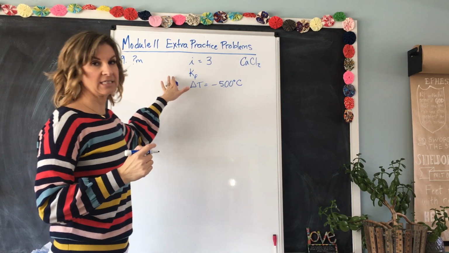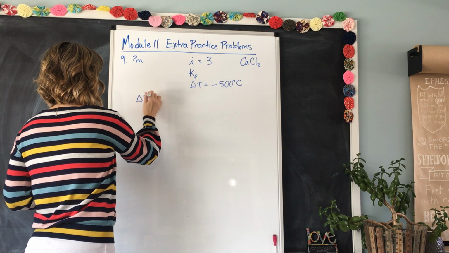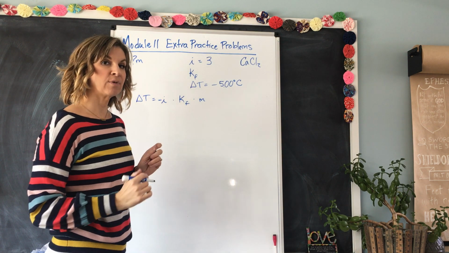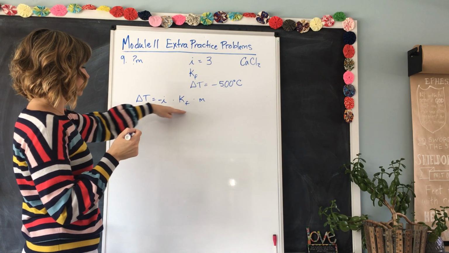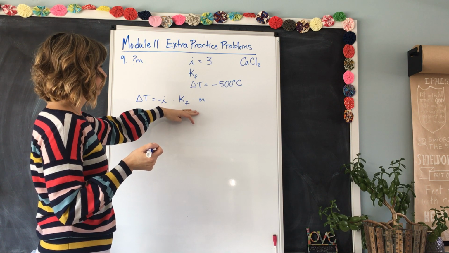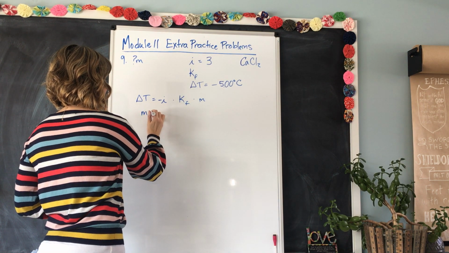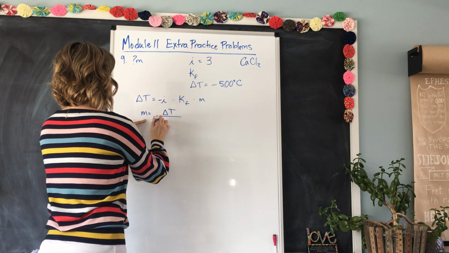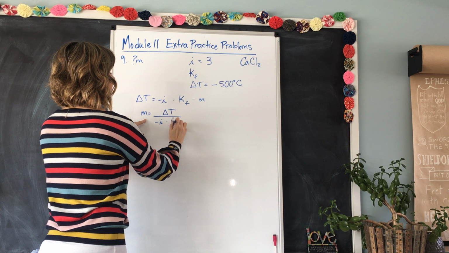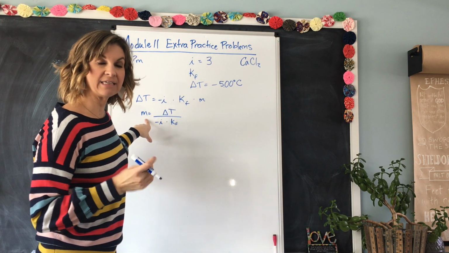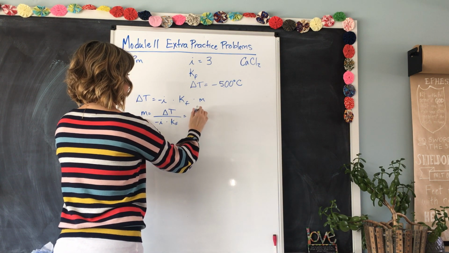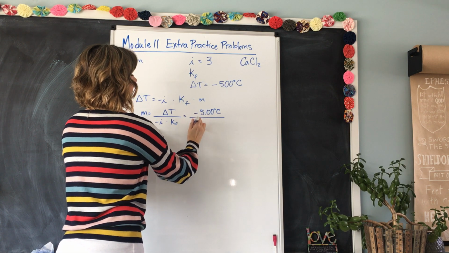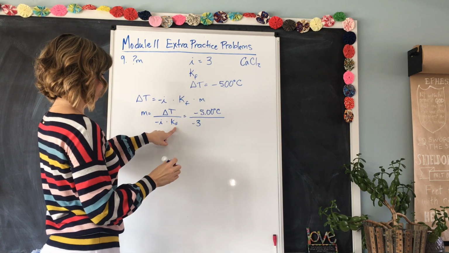All right, so looking at all this, we can see that the equation we're going to want to use is delta T equals negative I times Kf times little m for molality. And we are going to rearrange this and divide both sides by negative I times the Kf value to solve for molality. So once we rearrange this, it looks like m equals delta T divided by negative I times Kf. And that's how we'll solve for molality. So now we just have to plug the numbers in. So the delta T equaled negative 5.00 degrees Celsius. And then we're going to divide that by negative 3 for the I value.